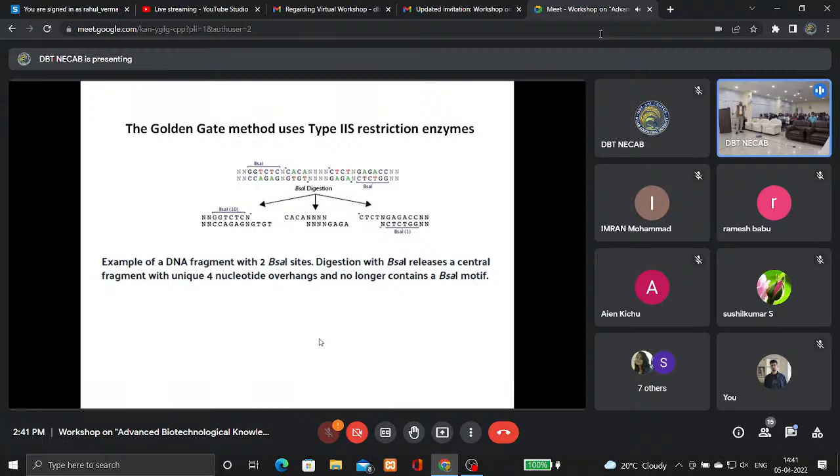The addition of the BsaI releases the central fragment. It will reach the side. Inside it will be released. And with the 4 nucleotide overhang, this is very, very important for designing our guide RNA. So the guide RNA which we have designed, we have to add these 2 overhangs in order for the cloning.